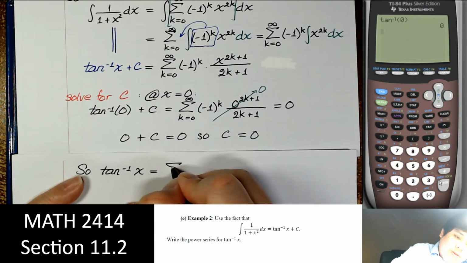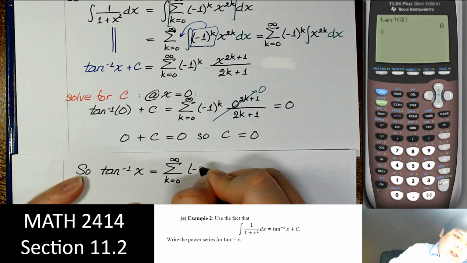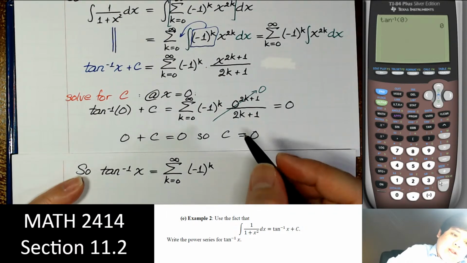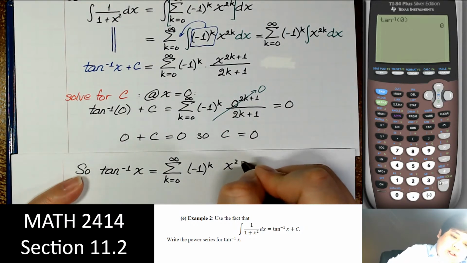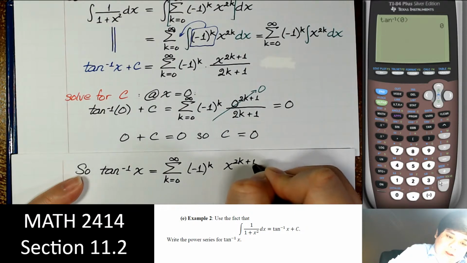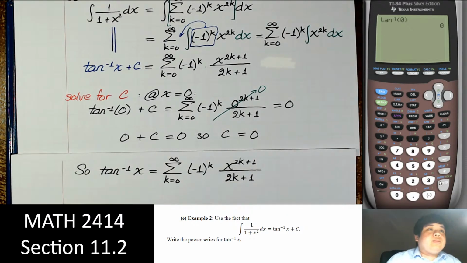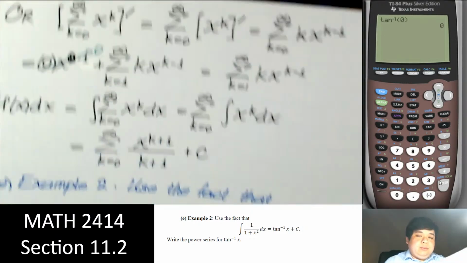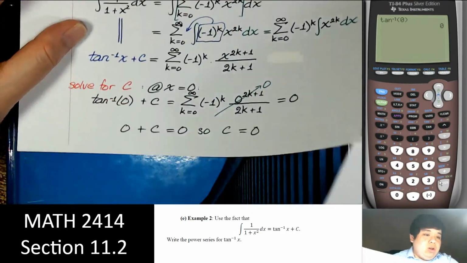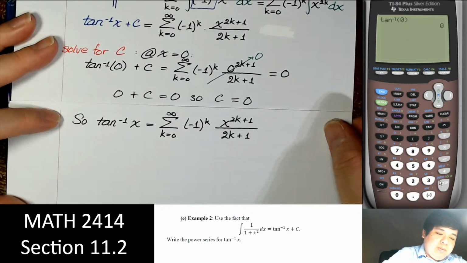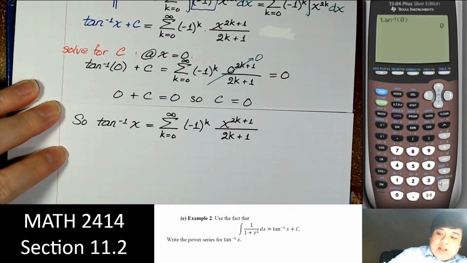equal to the sum of negative 1 to the k, x to the 2k plus 1 over 2k plus 1. So we just have that. Right, so that's the end of the problem. Now actually the problem is done.